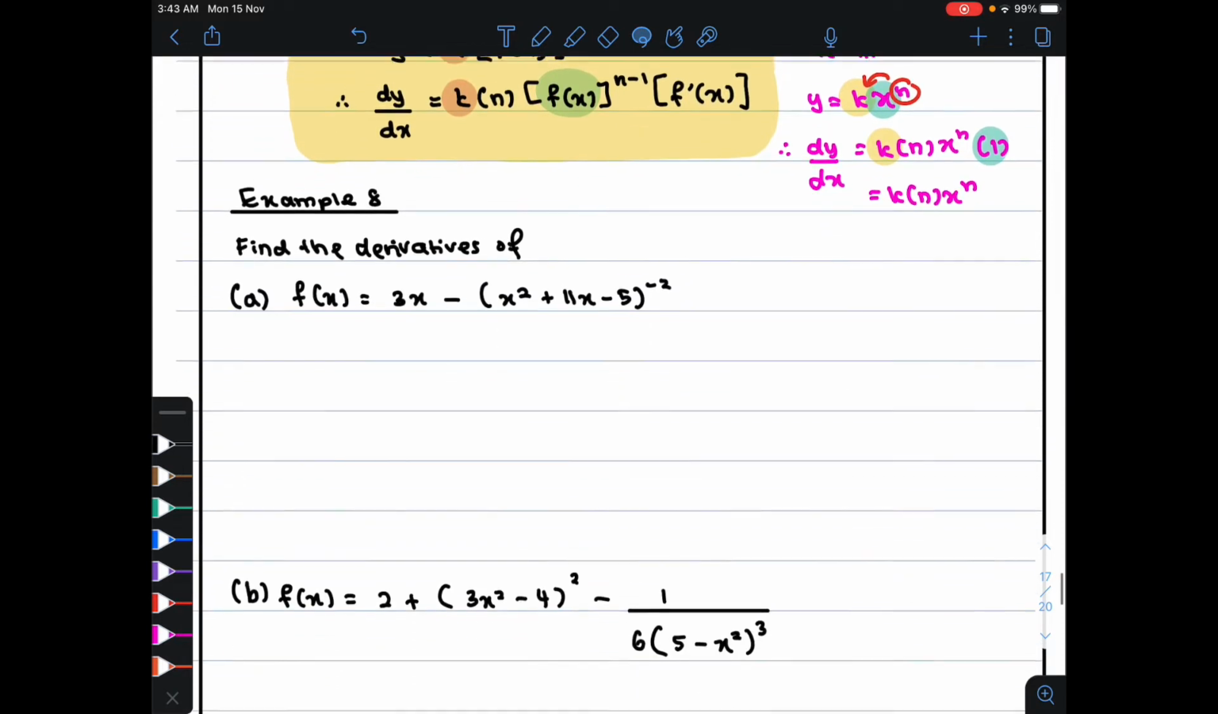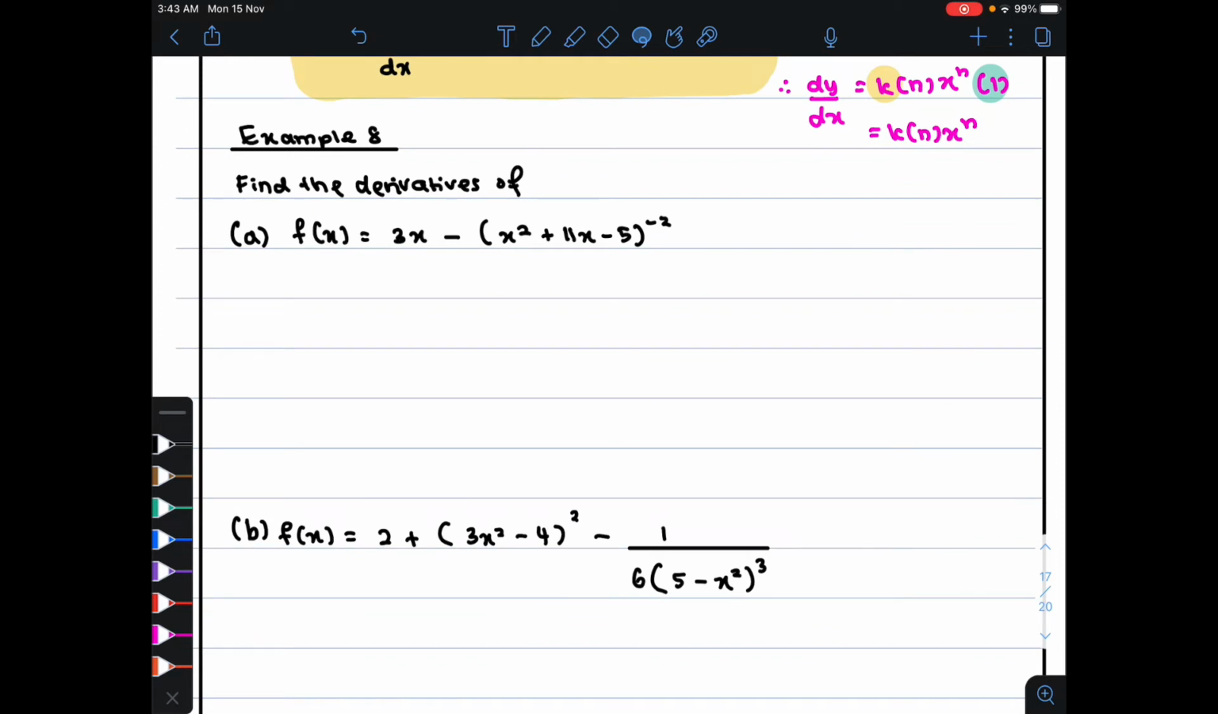So let's do example 8, question A. We need to differentiate this function. Differentiate this will give you f'(x). Differentiate 3x will give you 3. Minus stays the same. Now let's differentiate this one.